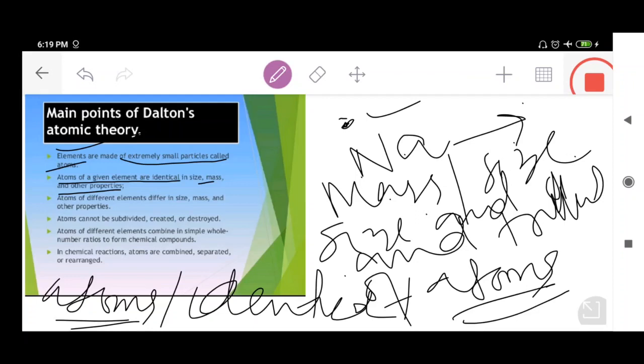So students, we discussed two postulates of Dalton's atomic theory. In the next video lecture, we are going to discuss some more postulates as far as Dalton's atomic theory is concerned.